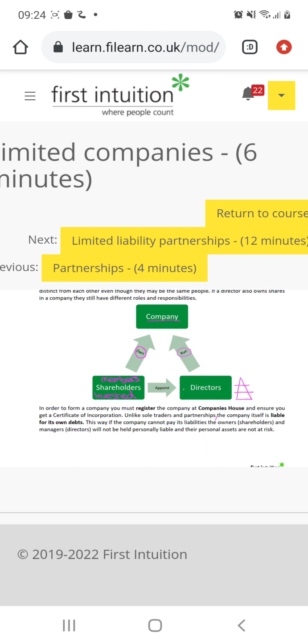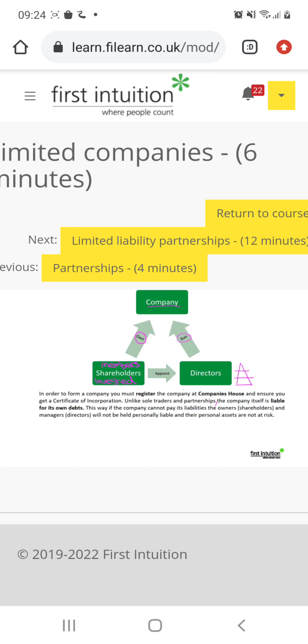In order to form a company, you must register the company at Companies House. And we'll see a lot more about this later on in the chapter. Once a company is registered, you will receive a certificate of incorporation. And this will name your company and it will have a unique number so that your company can be looked up easily on Companies House.